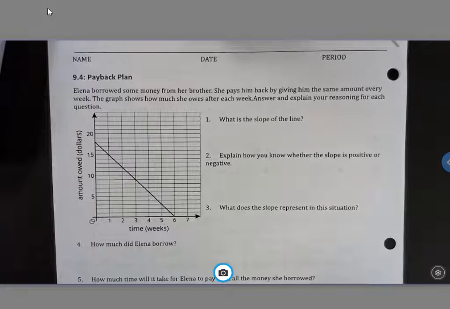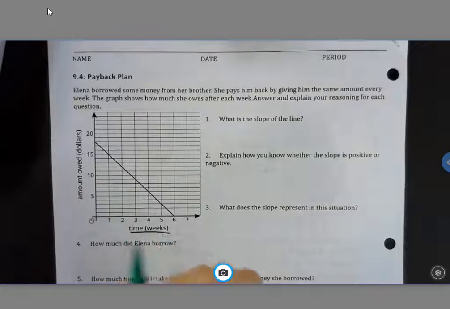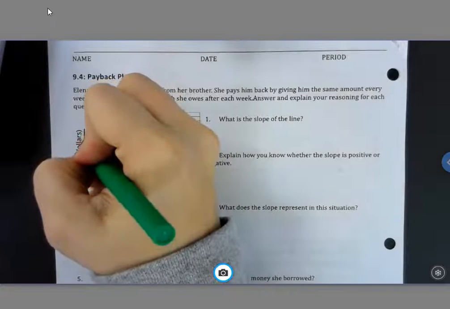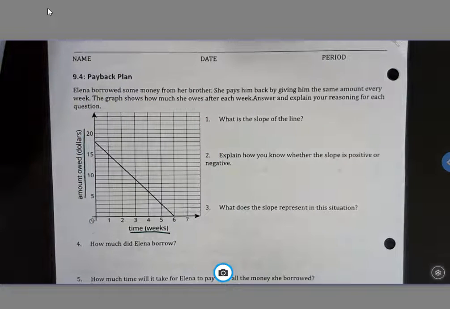All right, so we have the graph. It says time in weeks and amount owed in dollars. So number one says, what is the slope of the line? I want you to pause and see if you can think about how we can find the slope of the line. Pause the video and see if you can come up with that on your own.